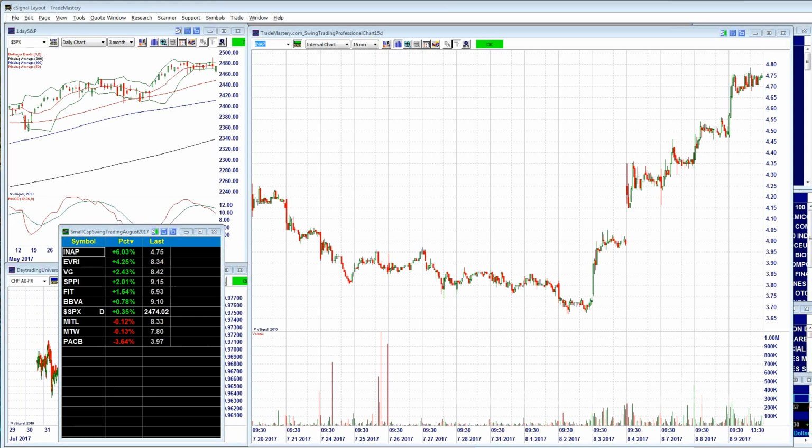Let's take a look, first of all, at some of the kind of charts that I like to trade, which are ones that have reasonably strong, sustainable day after day strength.